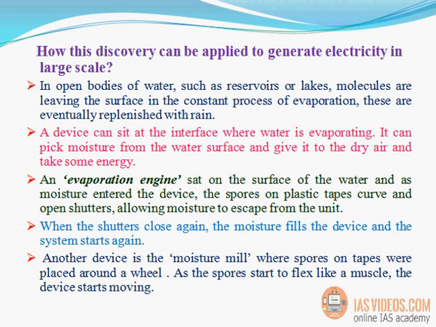An evaporation engine sat on the surface of the water, and as moisture entered the device, the spores on plastic tapes curve and open shutters, allowing moisture to escape from the unit. When the shutters close again, the moisture fills the device and the system starts again. Another device is the moisture mill, where spores on tapes were placed around a wheel. As the spores start to flex like a muscle, the device starts moving.